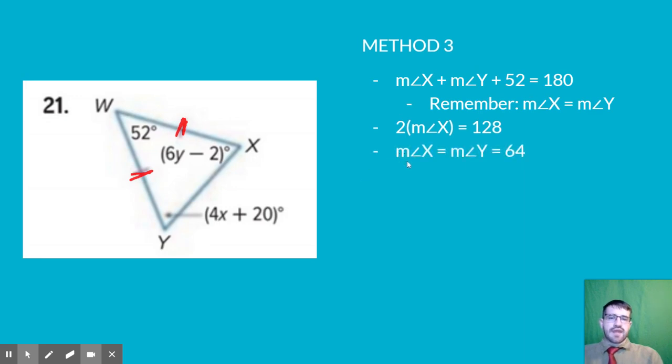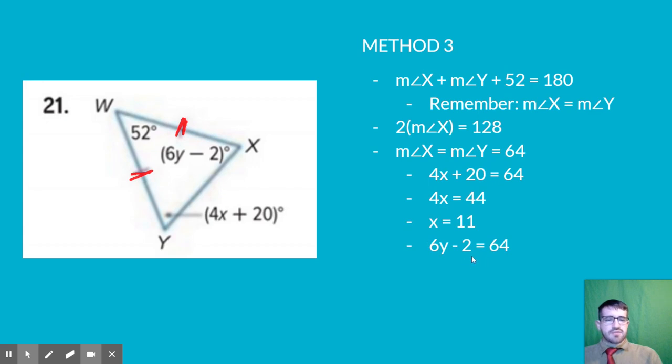And we know that the measure of angle x equals the measure of angle y equals 64 degrees. We divide through by 2 up here to get that 64. Then we want to set them to 64 degrees separately. We get 4x plus 20 equals 64. 4x equals 44. X equals 11.